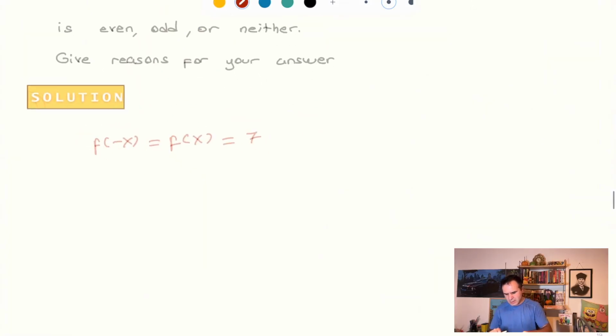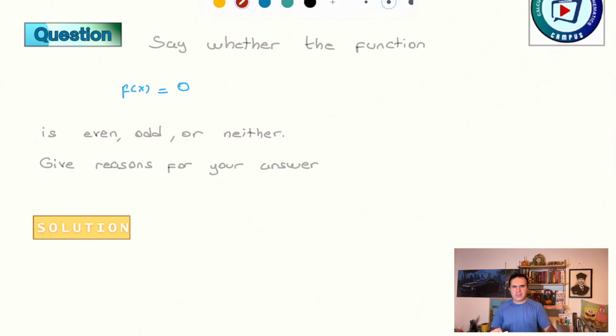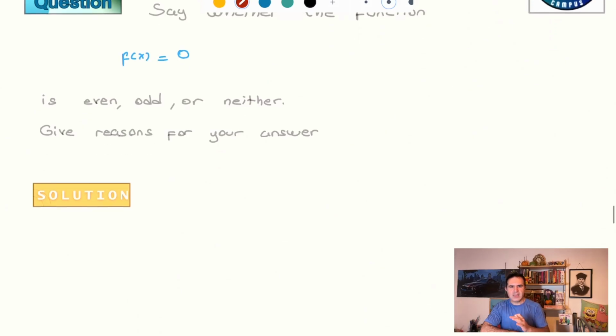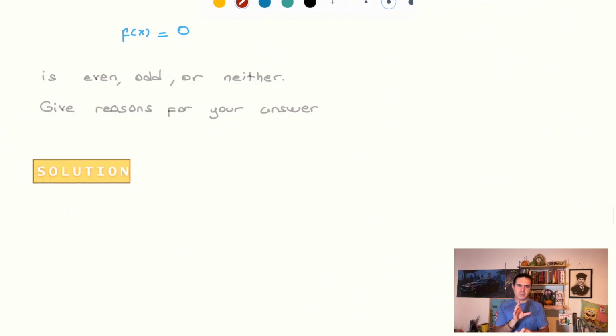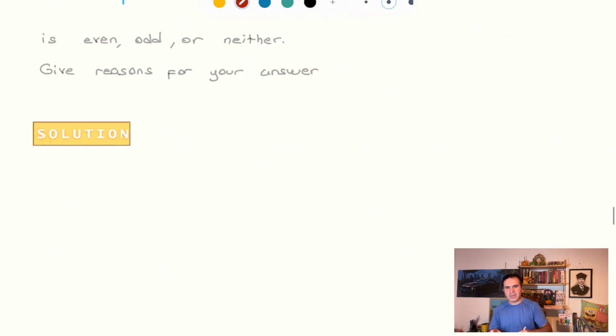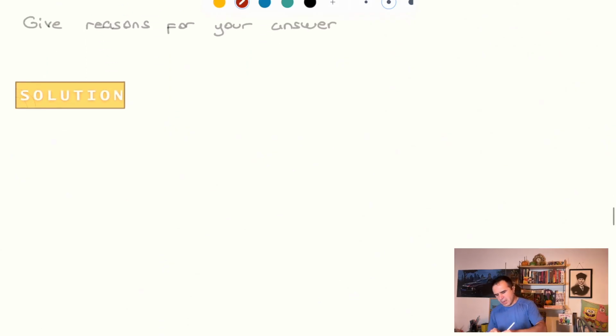And now the next question. Say whether the function f of x equals 0 is even, odd, or neither. Give reasons for your answer. Let's determine whether the function f of x equals 0 is even, odd, or neither. We will do this again by calculating f of minus x and comparing it with f of x. For the given function f of x equals 0, f of minus x equals f of x equals 0 for all values of x.